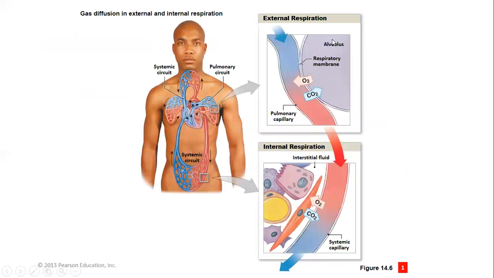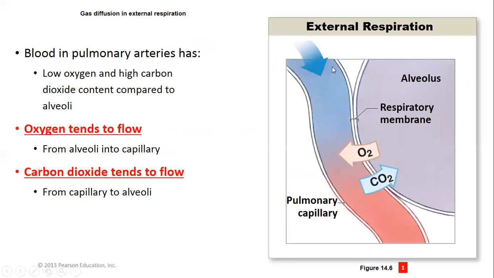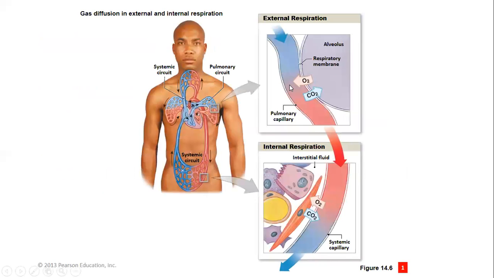So remember, in external respiration, in the alveoli, oxygen is high, but in the venous blood, oxygen's low. So oxygen in external respiration diffuses down its concentration and pressure gradient from an area of high to an area of low. Carbon dioxide in that same blood is high in the blood, but low in the alveoli, so carbon dioxide diffuses out. The opposite happens in internal respiration. Oxygen leaves the blood and heads into the tissue, and CO2 is being produced and diffuses out into the blood to be carried all the way back to the lungs, where external respiration occurs.